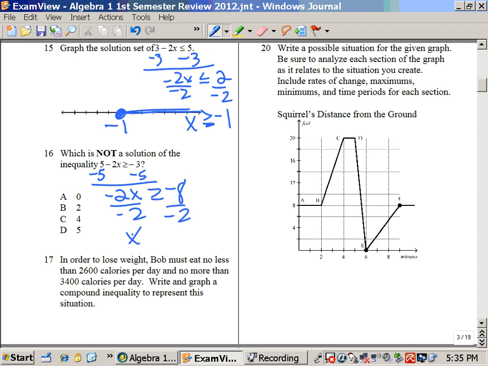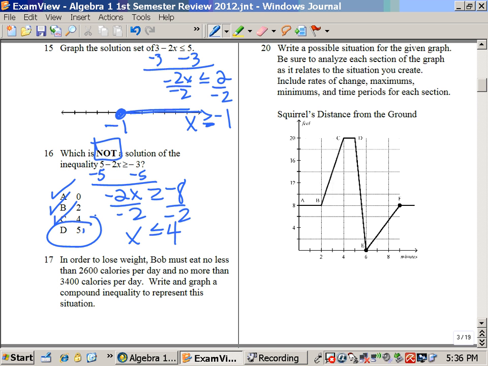Divide by -2, flip the sign, x is less than or equal to 4. I'm looking for which is not a solution. Well, 0 is less than or equal to 4. 2 is less than or equal to 4. 4 is less than or equal to 4, so 5 is not in that solution.